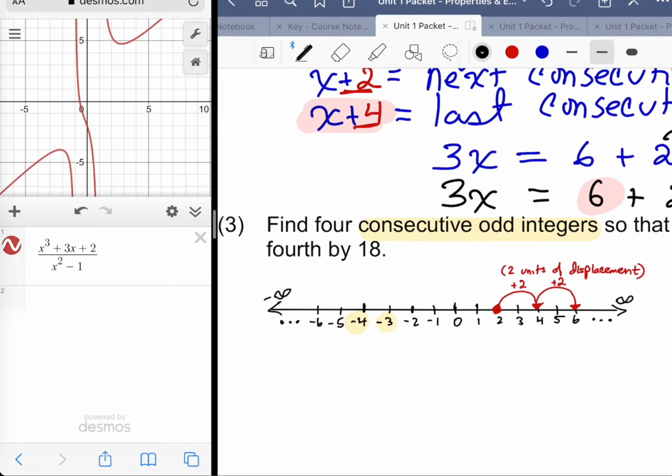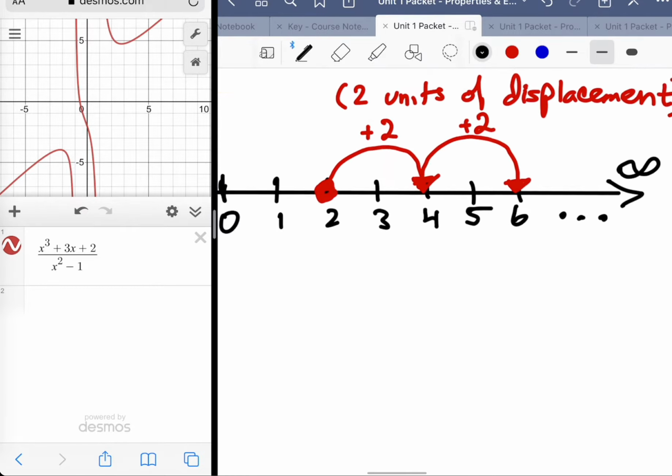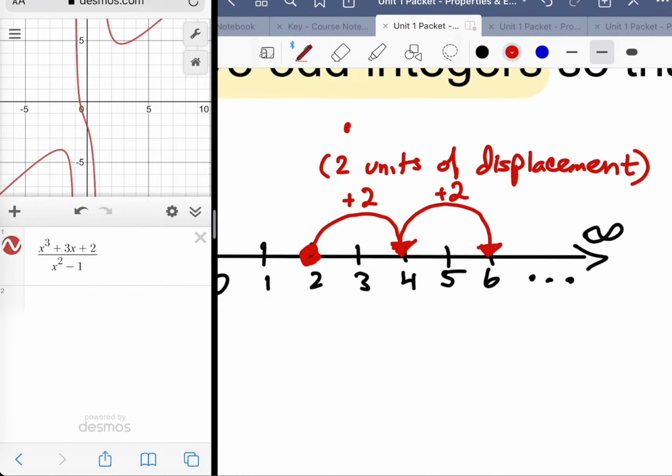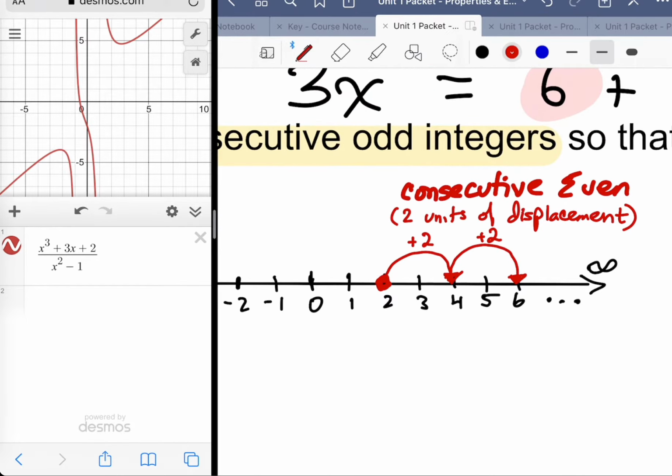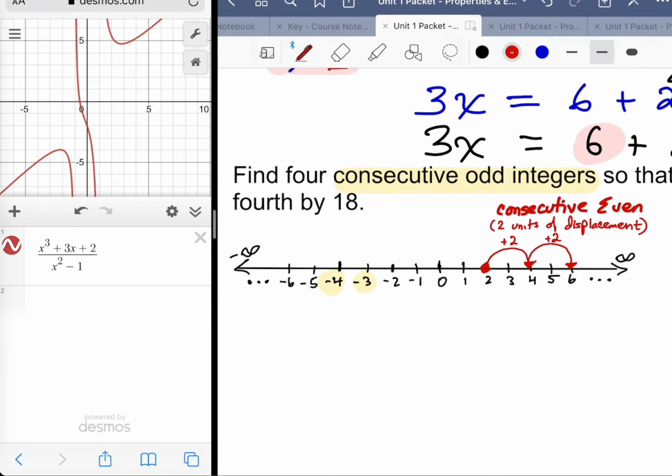Now, these were the consecutive even integers. All right, I'll just move it up a little bit so you can see. These are consecutive even. Two units of displacement, we had it going from 2 to 4 to 6, right? For example. All right, so let's say I want to have consecutive odd, and I want to start it at -3. I already have it highlighted, so why not, right?